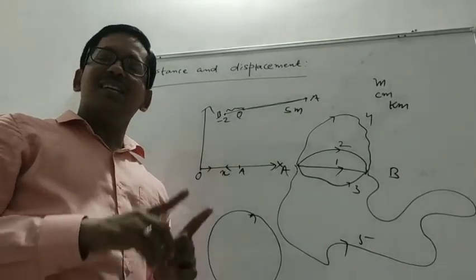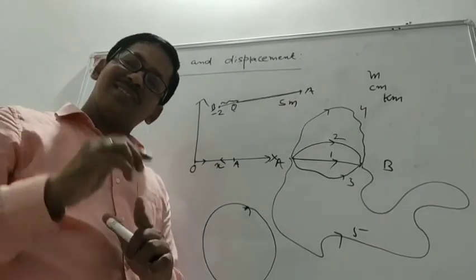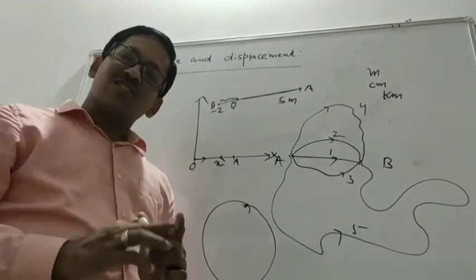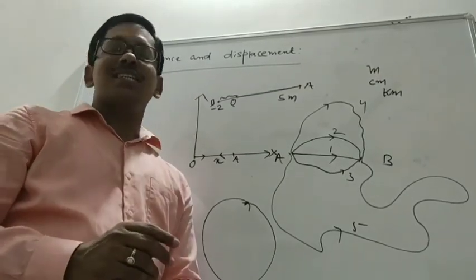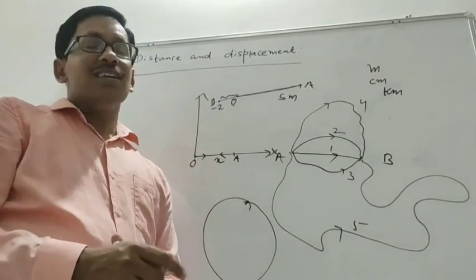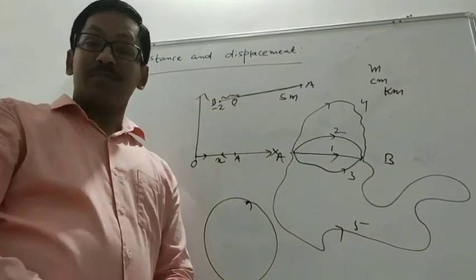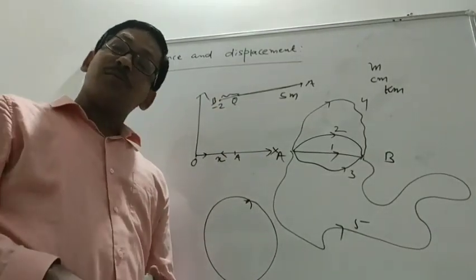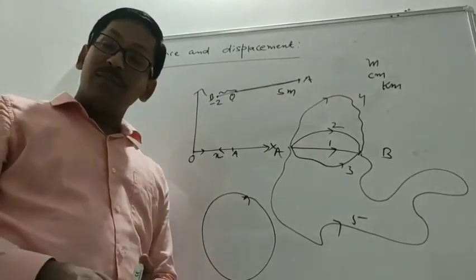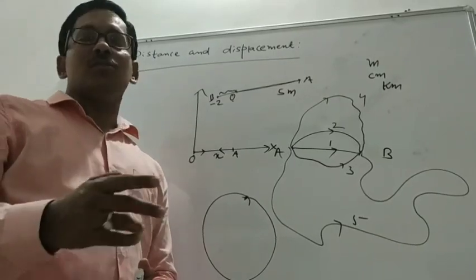That means initially he was going towards right, east direction. Now he is moving towards west direction. So that's why here displacement is negative. So displacement of a body can be positive, can be negative, can be zero also.